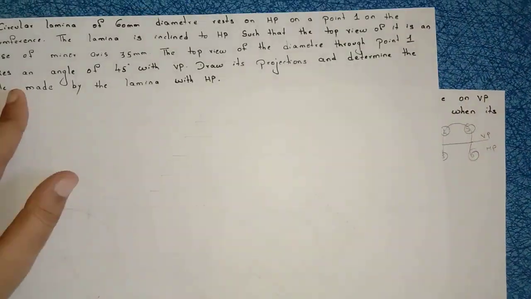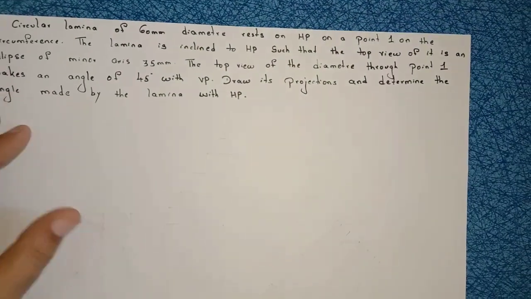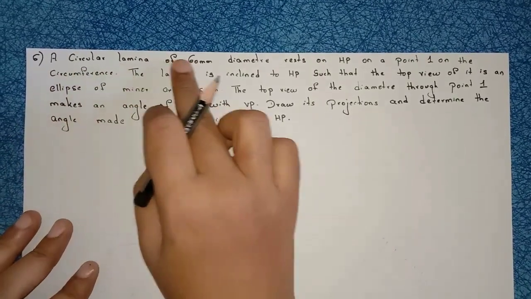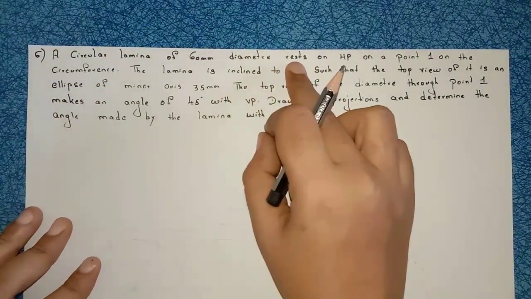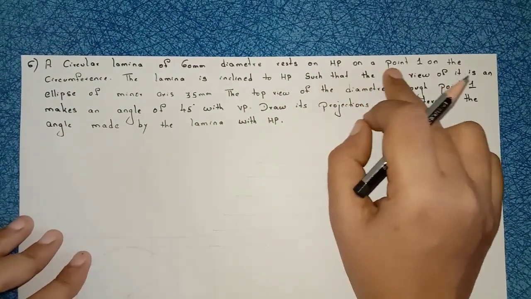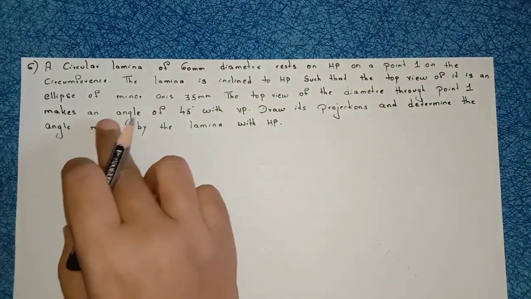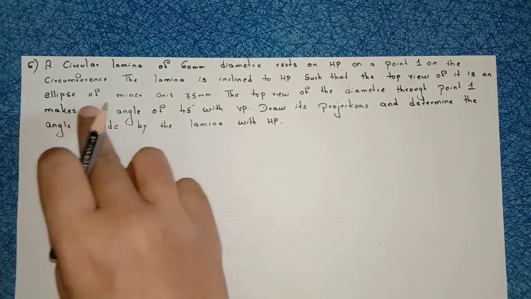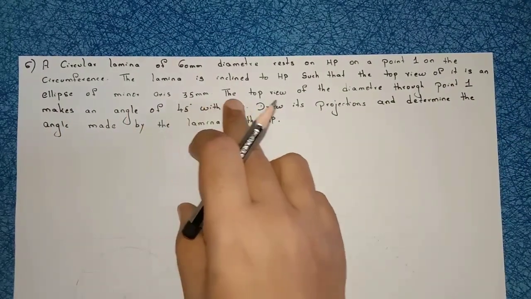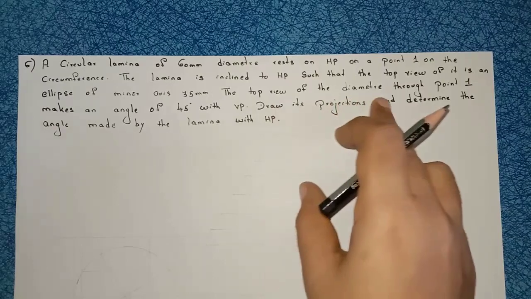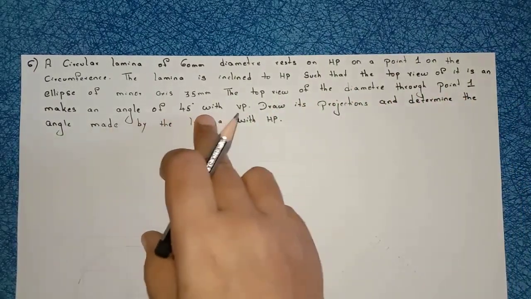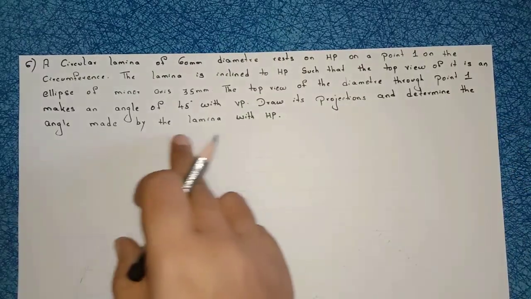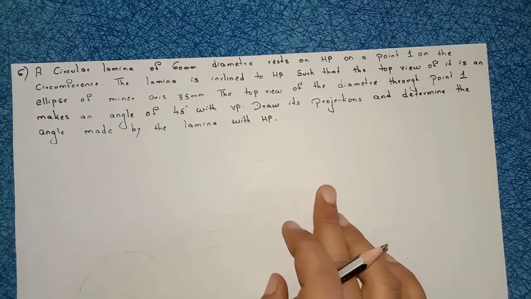Right, so this is your question. This is another important problem. A circular lamina of 60 mm diameter rests on HP on a point 1 on the circumference. The lamina is inclined to HP such that the top view of it is an ellipse of minor axis 35 mm. The top view of the diameter through point 1 makes an angle of 45 degrees with VP. Draw its projections and determine the angle made by the lamina with HP.